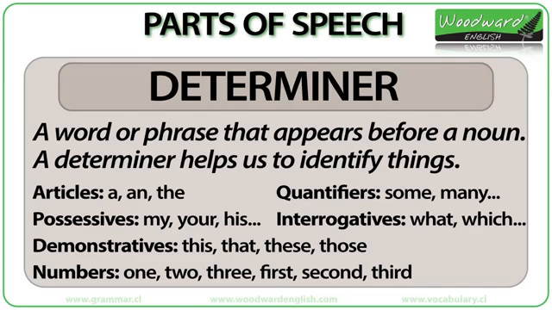Determiners include articles, a and the, possessives, my, your, his, her, its, our, their, demonstratives, this, that, these, those, numbers, we have cardinal numbers, 1, 2, 3, and ordinal numbers, first, second, third, quantifiers, some, many, other, several, few, interrogatives, what, which, whose. We will see more about determiners in another lesson.